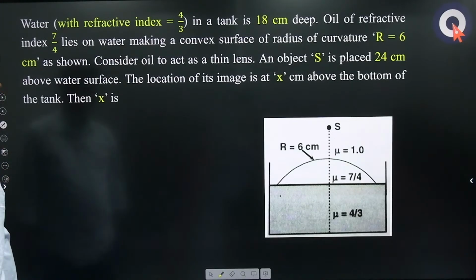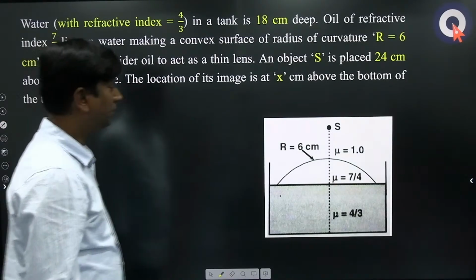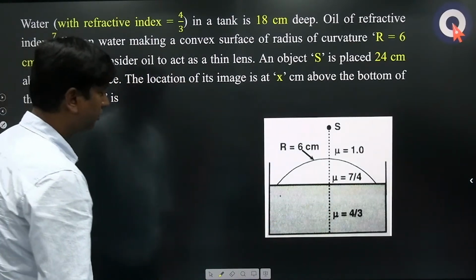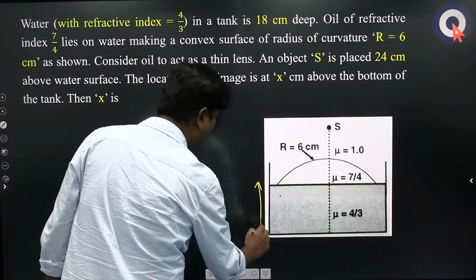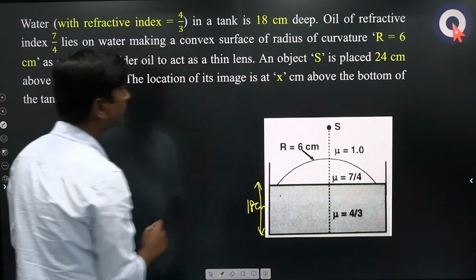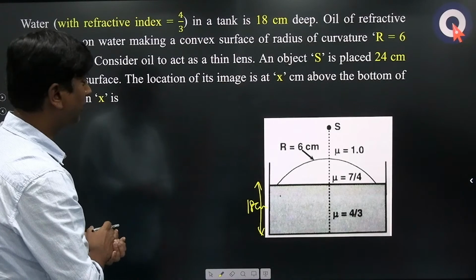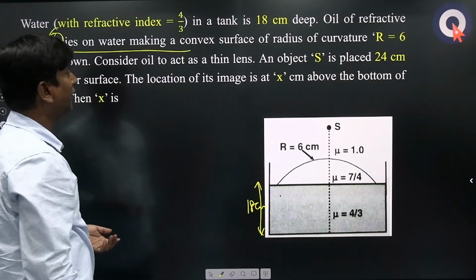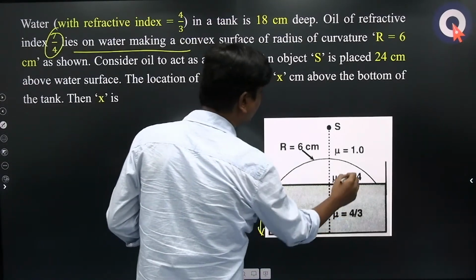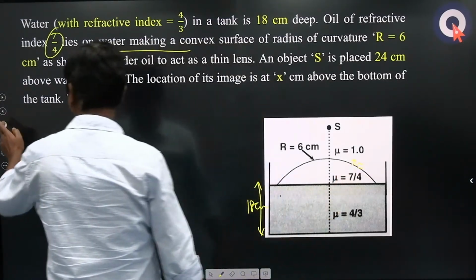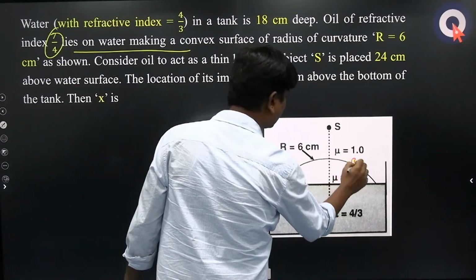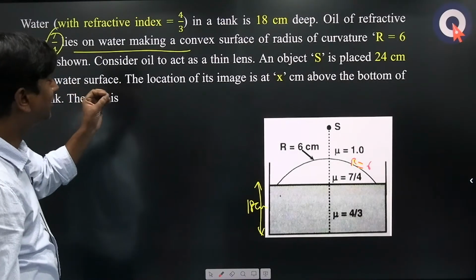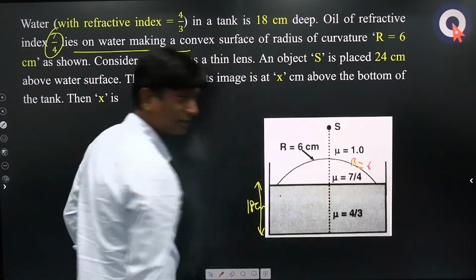Fine. So water with refractive index 4 by 3 in a tank is 18 centimeters deep. So water is 18 centimeters deep. Oil of refractive index 7 by 4 lies on the water, making a convex surface of radius of curvature r is equal to 6. This radius is 6. Consider oil to act as a thin lens.